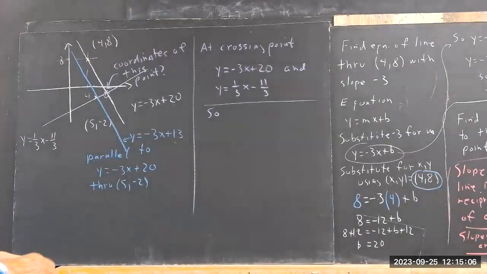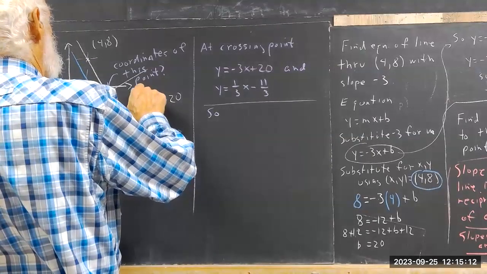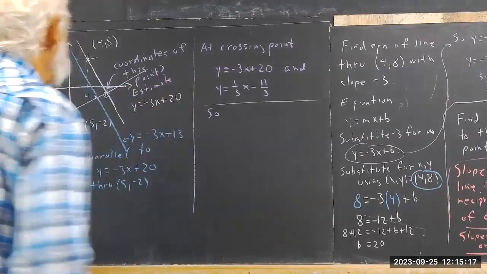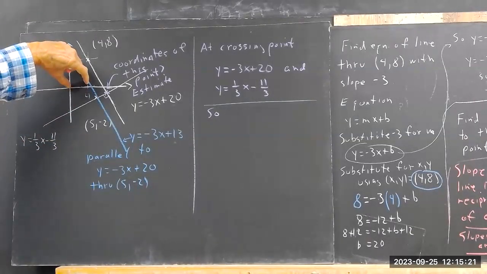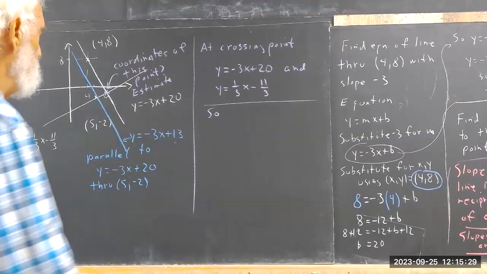But we can make an estimate. It's not a very good estimate. We estimate, let's see, if this is 4, and this should be 8, and if this is -2, that should be maybe -1.